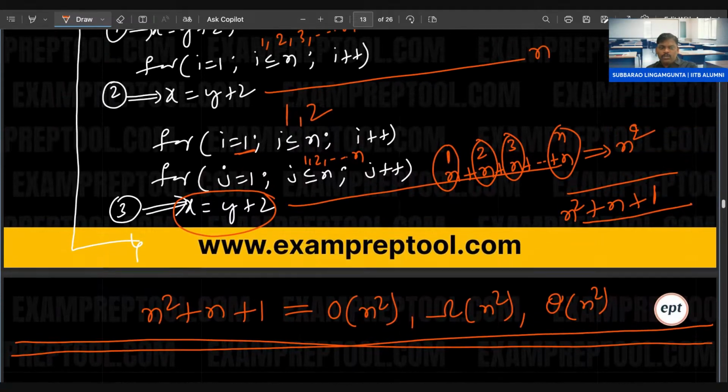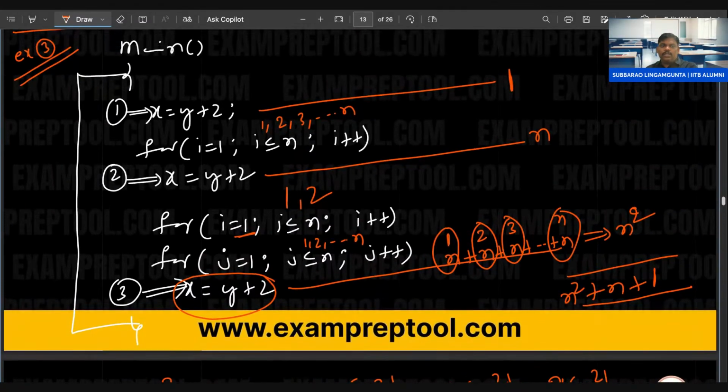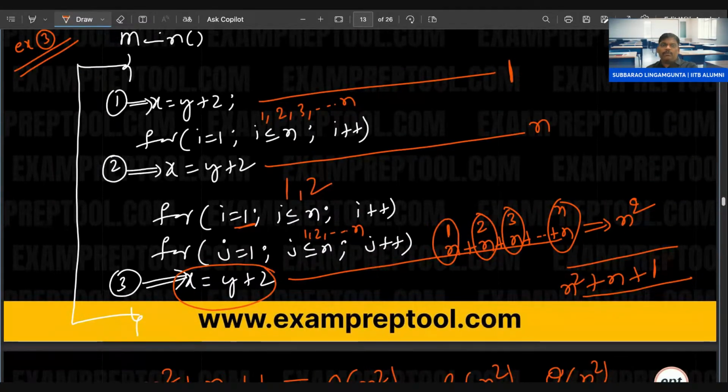Do you have any doubt till now? 3 problems I have done. Do you have any doubt? Check. Yes. Thank you, Aman. Thank you so much for all your comments. Let me know if you have any doubt. Anyone having any doubt, let me know. Little doubt also there, let me know. So 3 problems I have done till now.